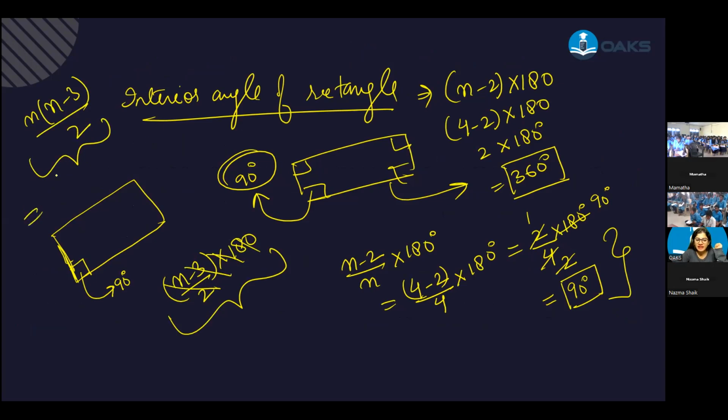So, can we verify with the formula? The sides are 4. 4 into 4 minus 3 by 2. Right. So the answer is 2. Is everybody solving with me or not? Okay, so it is giving the correct answer.